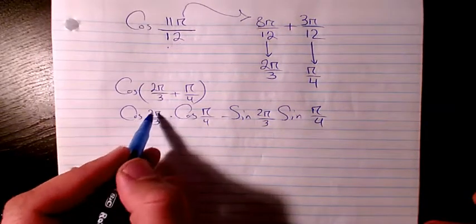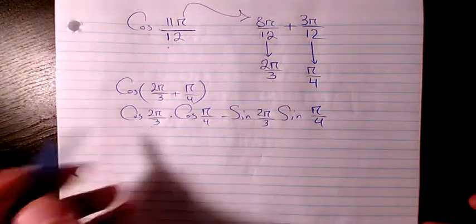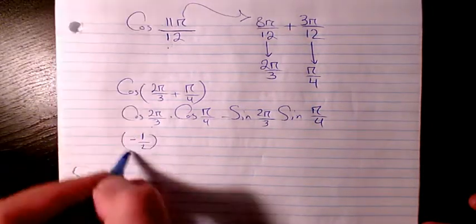So, cosine 2 pi over 3, we already found it. It is going to be equal to negative 1 over 2.